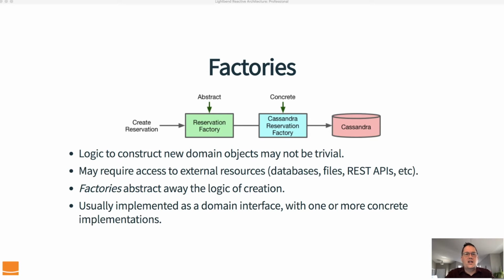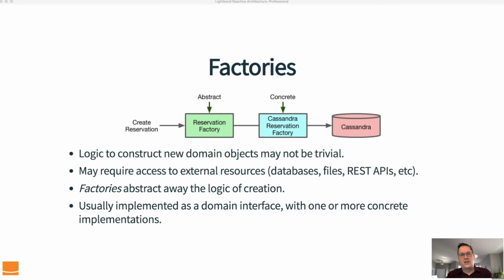Another type of abstraction that we use is a factory. So when we go to create a new domain object, often entities or aggregate roots, the logic to construct those domain objects may not be trivial. There may be a lot of work involved with creating that domain object. It may have to access external resources. So for example, when we create a new reservation, maybe we need to assign a unique identifier to it, and maybe that requires us going to the database and looking at a table.